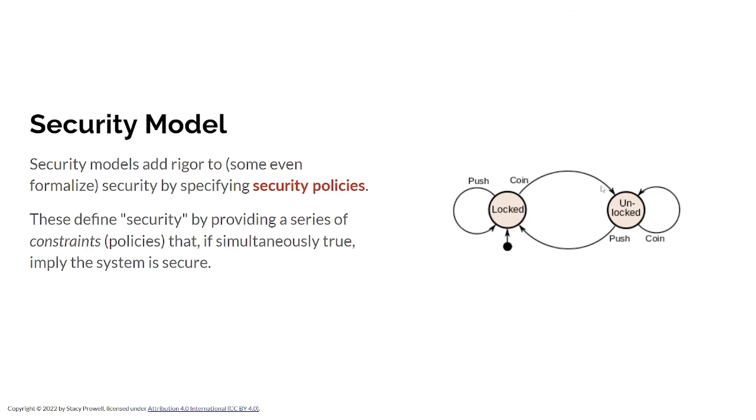Right, this is my turnstile model. So every time I put a coin in, I can push one person through the turnstile. I can keep putting coins in an unlocked turnstile, but that's silly. I can try to keep pushing the locked turnstile, but I won't get anywhere. There you go.